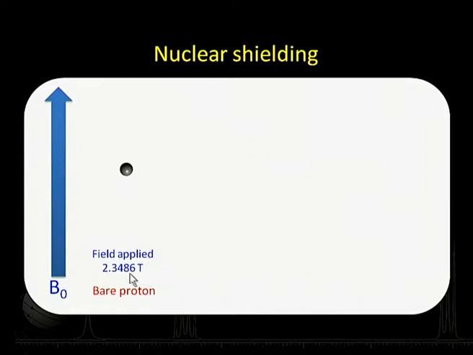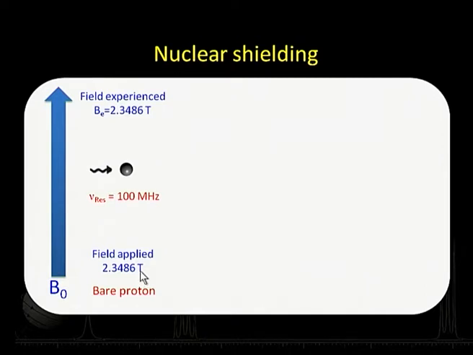This is the typical field required for a bare proton to absorb at 100 megahertz. So, I apply a field of 2.3486 Tesla, there is no electron around this, and the field experienced by the nucleus here is the same as what has been applied. So, this B_E is the experienced field, this is the applied field. So, this will come to resonance at 100 megahertz, because that is the frequency at which the bare nucleus will absorb at this field.